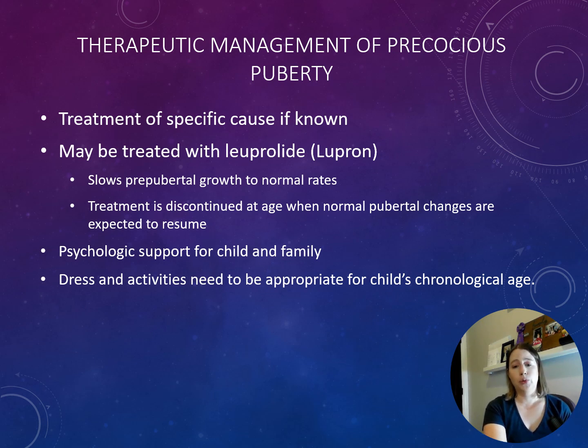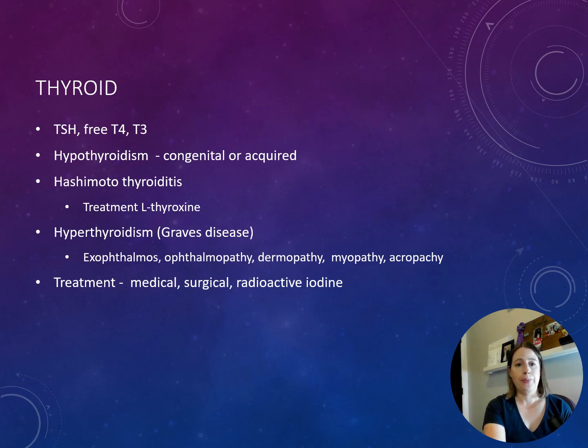One really big thing to remember here is that we want to dress and treat the child like their chronological and developmental age and not what Tanner stage they are, because sometimes these children can appear older and we still really need to treat them at their chronological age appropriately.